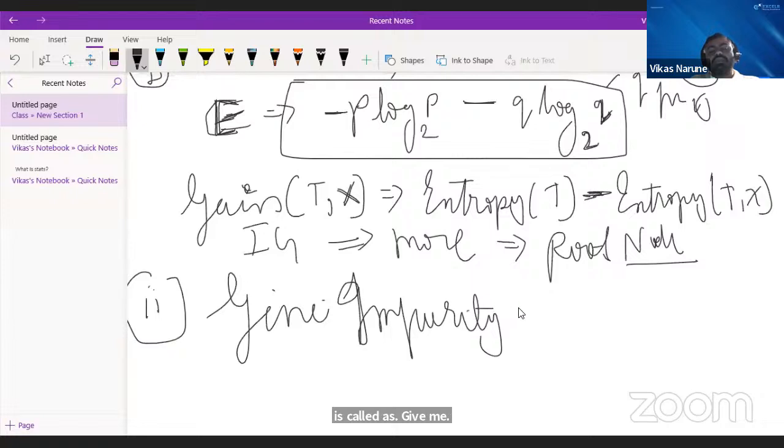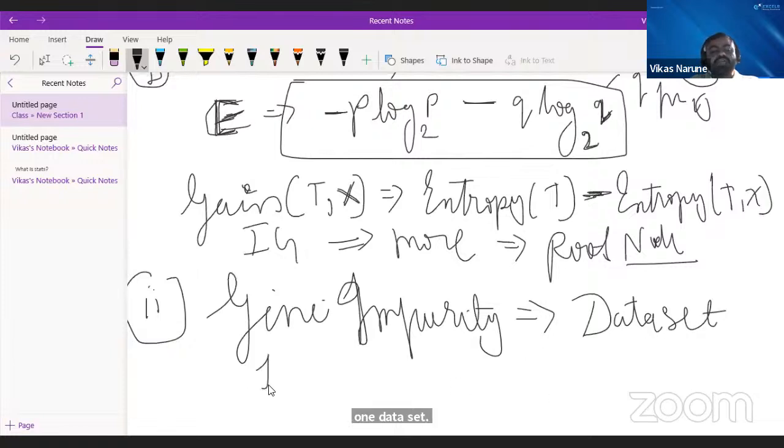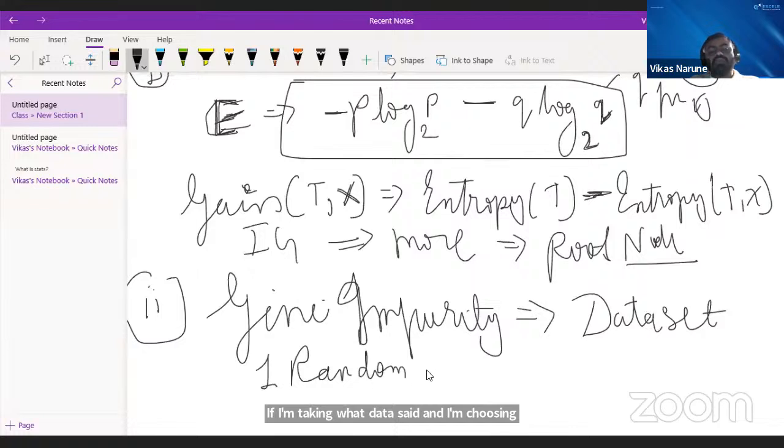Gini impurity, guys. So Gini impurity says this way. Try to understand. Let's imagine this way: if I'm taking one data set, and I'm choosing one random data point out of that, and I'm trying to classify that data point.